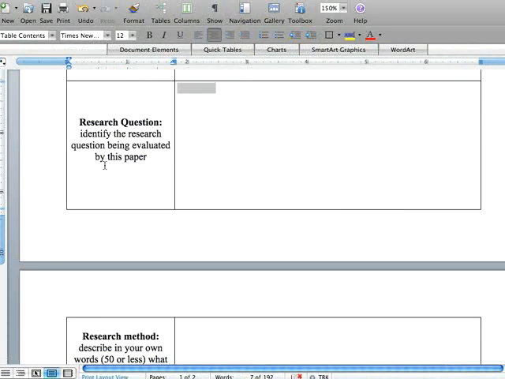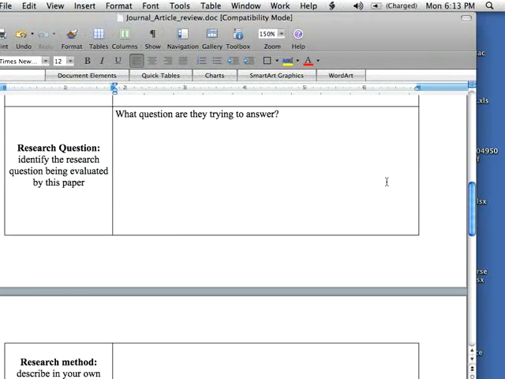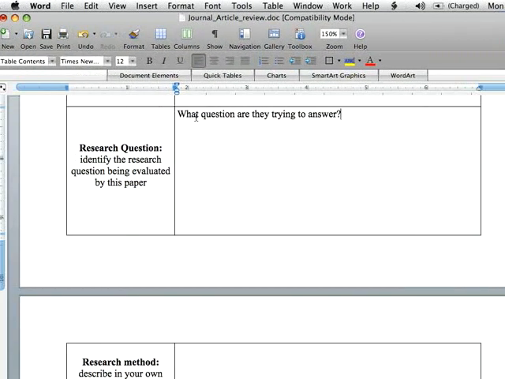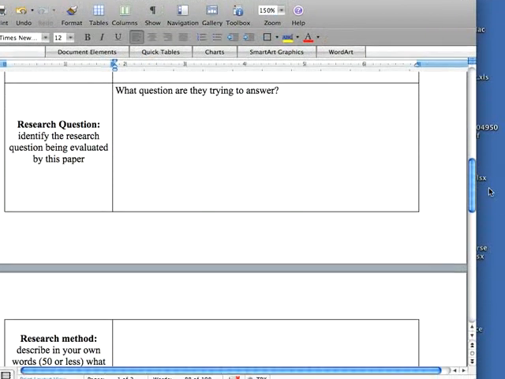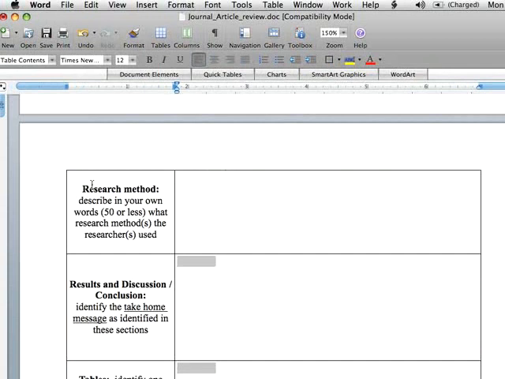Now, there's no section called research question, but what you want to try to do is identify what the authors are trying to do here. What question are they trying to solve? Basically, what question are they trying to answer? That's what you're trying to do here. And most of the time, the question they're trying to answer should be the title, so that should be helpful.